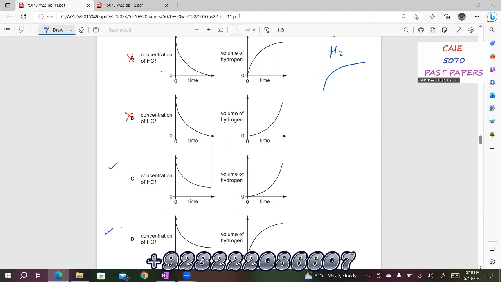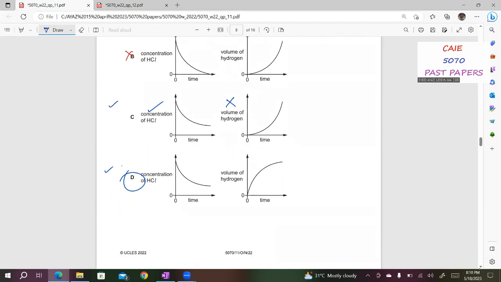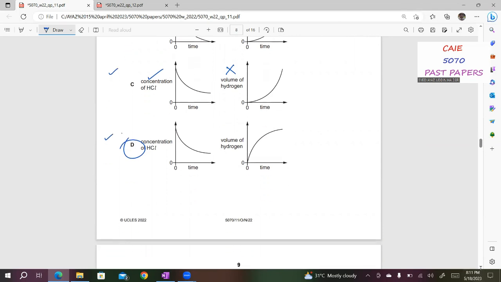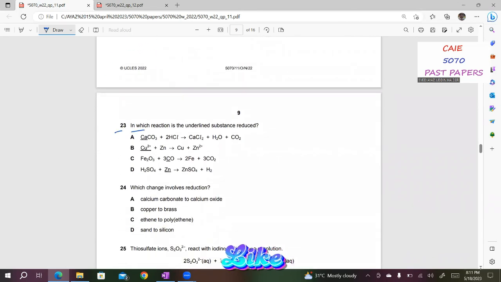C, concentration of HCl, it's becoming uniform. Yes, right, this is correct. What about volume of hydrogen? Volume of hydrogen kept on increasing, so this is wrong. So we are left with only choice D, which is the correct one here, because in this one, they are showing the concentration of HCl becoming uniform after some time, and the volume of hydrogen also becoming uniform.